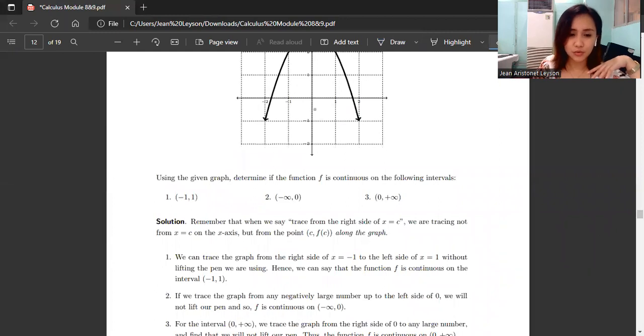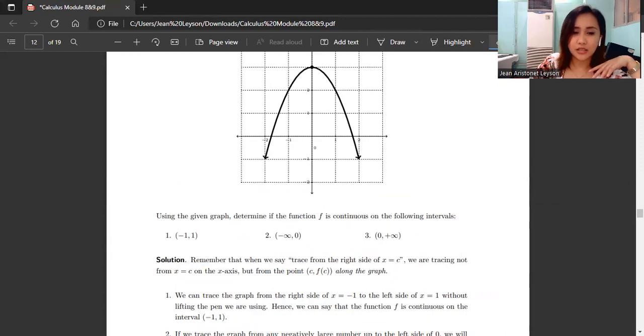So number 2, if we trace the graph from any negatively large number up to the left side of 0, we will not lift our pen. So from negative infinity, let's say down here, going to the 0, we need not lift our pen. So the function is continuous at negative infinity.